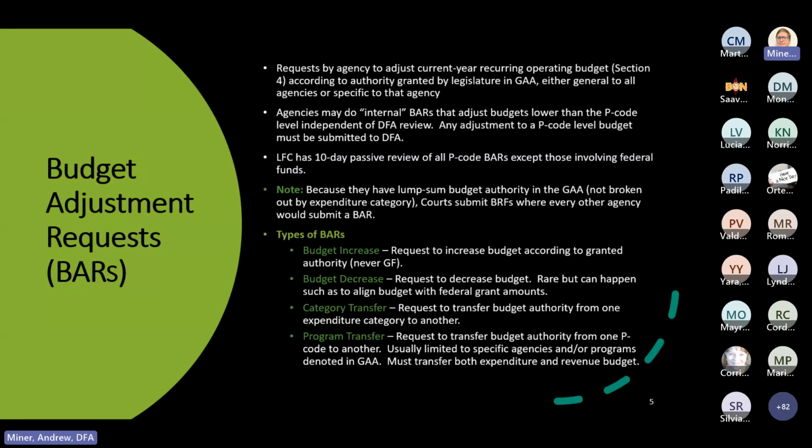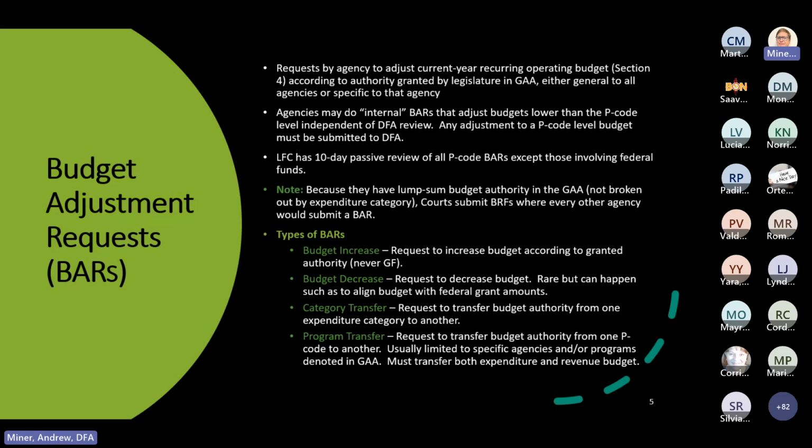Category transfer is a request to transfer budget authority from one expenditure category to another expenditure category. So from the 200s to the 300s, or the 300s to the 400s, or something like that. Not to the 500 category. That is more strictly controlled. You can only move money into or out of the 500 category with basically expressly granted explicit authority. Okay, it's usually just 200s, 300s, and 400s.